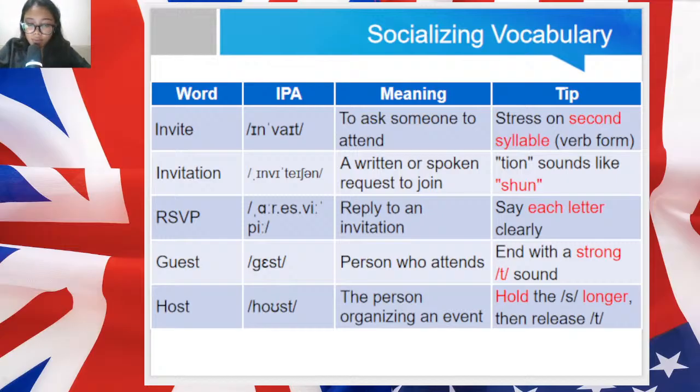So what do we have here? Since we're talking about socializing vocabulary, I have here different words that you might want to consider, that you might be able to expose your students to.